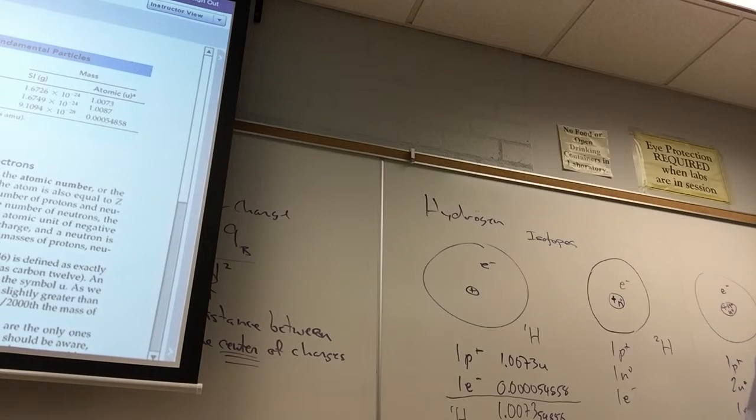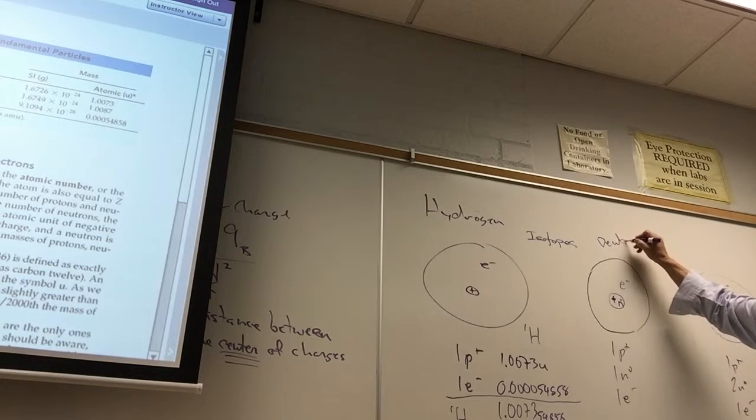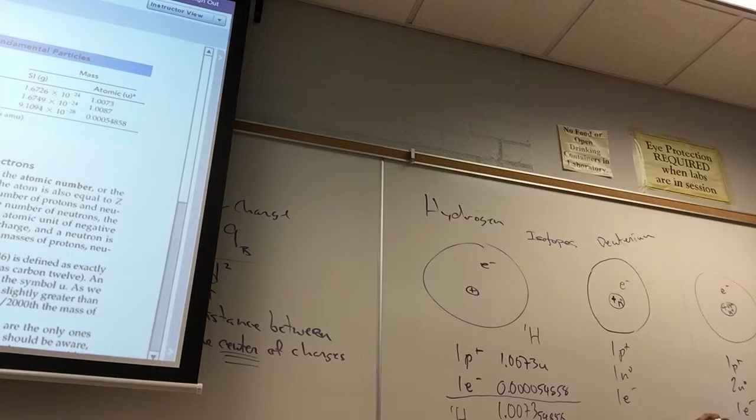Correct? Okay, hydrogen 2 is called deuterium. We'll just give it a different name. It's just H2. Deuterium is very common. You can extract it out of water. How much does deuterium weigh? Well, a proton weighs 1.0073 U. A neutron weighs 1.0087 U. An electron weighs 0.00054858 U. And to figure out the mass of a deuterium, we just sum up the masses here.